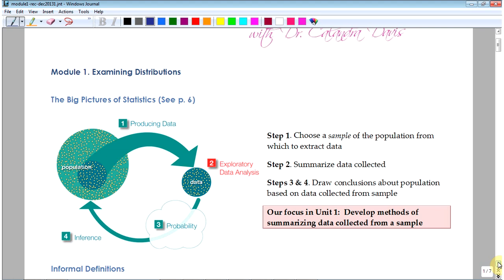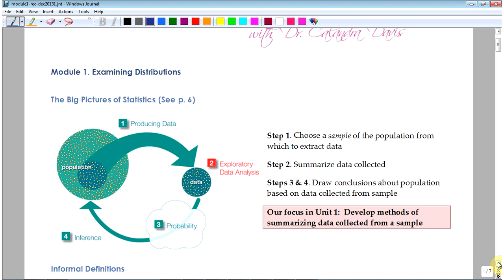Once you produce data, you next need to analyze the data, come up with ways to represent it visually or numerically, and that step is the exploratory data analysis. Okay, once you have your data organized, you need to know probability so that you can eventually make inferences about the data and be pretty certain that the group that you studied is representative of a larger population that you might want to make a conclusion about.